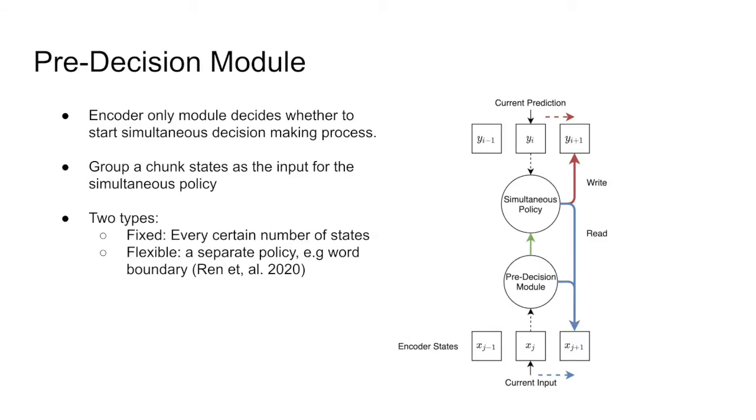Therefore, we propose the predecision module, which is an encoder-only module that decides whether to start a simultaneous decision-making process. Equivalently, it just groups a chunk of states as input for the simultaneous policy. Theoretically, there are two types of predecision module. The first type is the fixed predecision module. That means we just make a simultaneous decision at every certain number of states. The second type is flexible predecision, which means that we use a separate policy on the encoder side. For example, we can predict the word boundaries and use that for the predecision module.